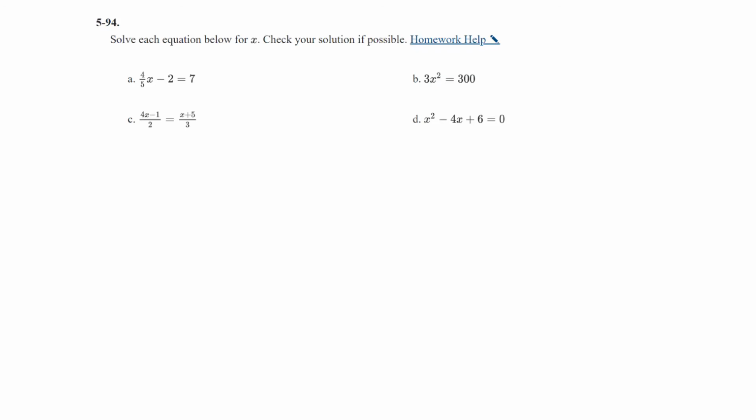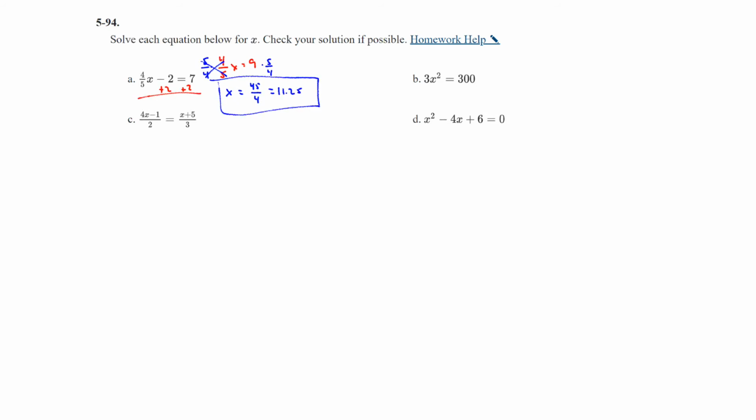Question 94. Solve each equation below for x. Check your solution if possible. Alright, let's start with A. We have 4/5 x minus 2 equals 7, so we can add 2 to both sides. That will give us 4/5 x equals 9, and then we can multiply by 5/4. You could divide by 4/5 either way and get x is equal to 45 over 4. And if you want, you can simplify that to decimal form, 11.25.